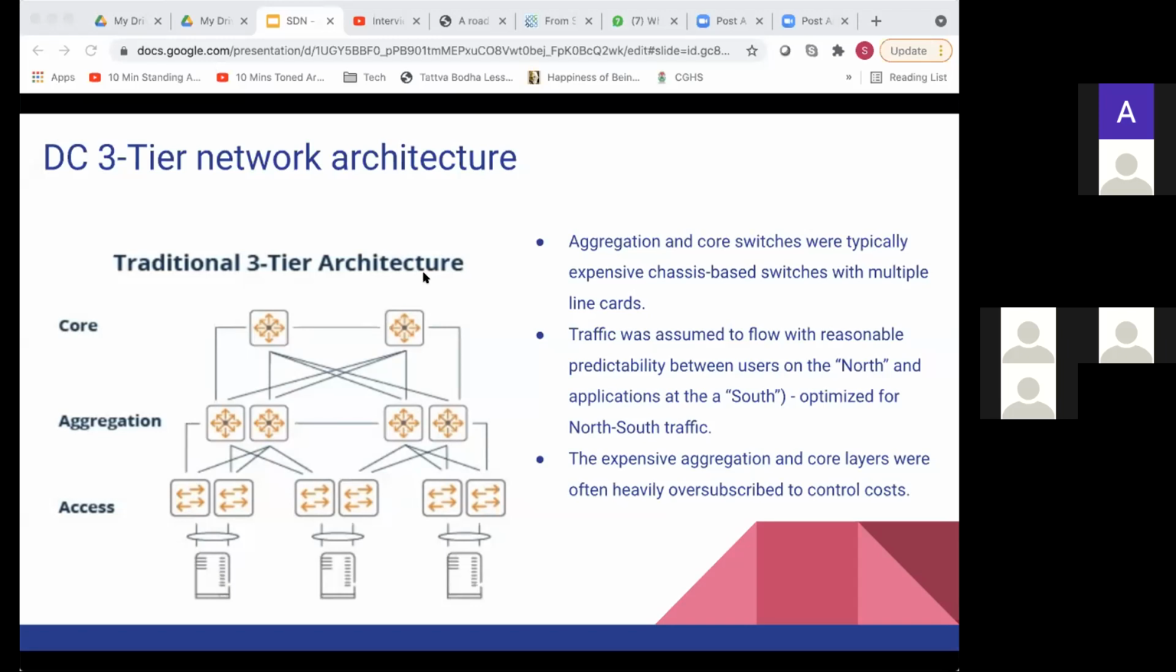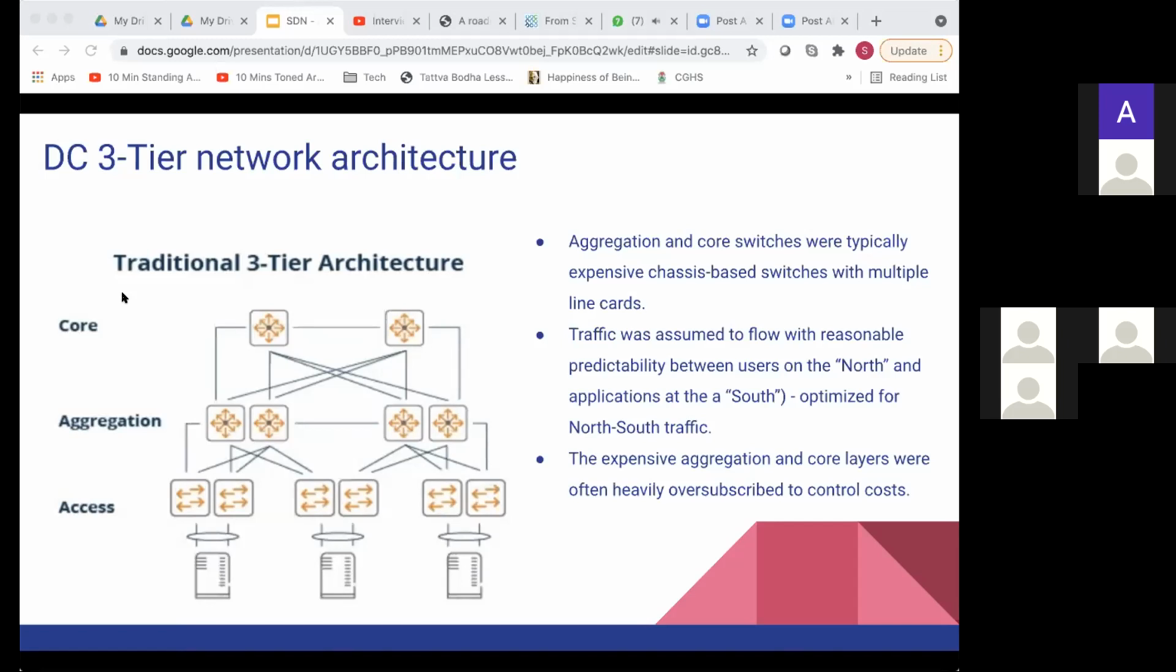One more consideration with this architecture is that since the aggregation and core switches were very expensive, they were heavily oversubscribed. Meaning, if all the servers connected to the access switches were to send traffic simultaneously at full rate, the performance would be really bad because of the oversubscription on the aggregation and core switches. Those were some of the ways in which this architecture worked.